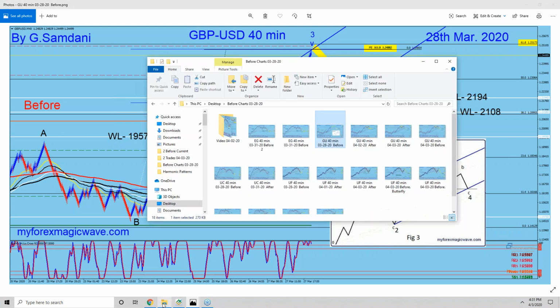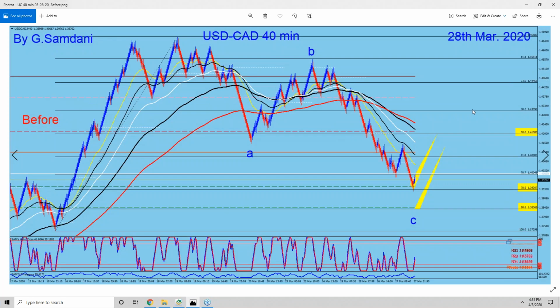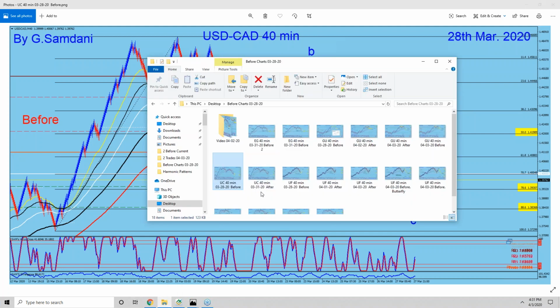Now another chart I gave you was CAD, USD CAD, right? And you know what happened to that? It went up nice and clean to the upside, right? But the chart I want to show you and discuss right now is this.